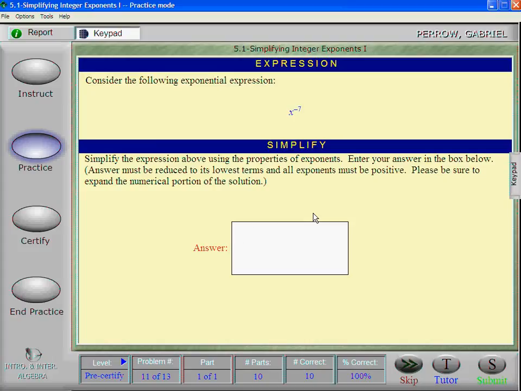Okay, x to the negative 7. That's the same as putting the x to the negative 7 down bottom as x to the positive 7. So 1 over x to the 7th.